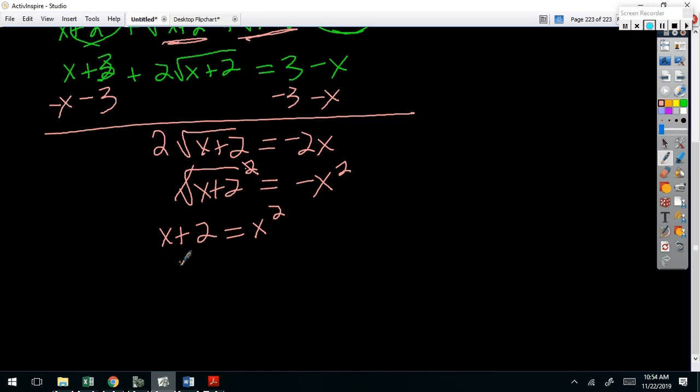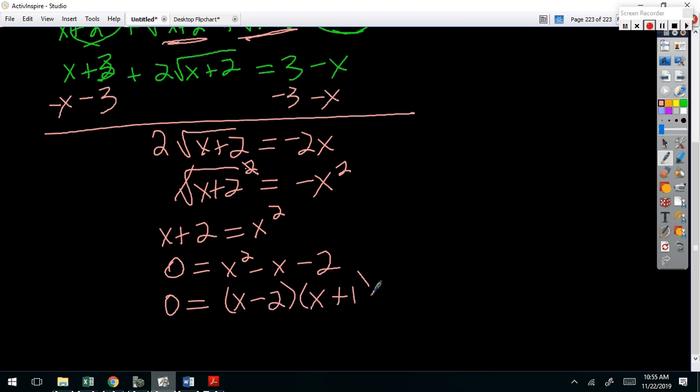Okay, well, so what do you do when you have a quadratic? Let's factor. What multiplies to negative 2 but adds to negative 1? 1 and negative 2. What are the two solutions?